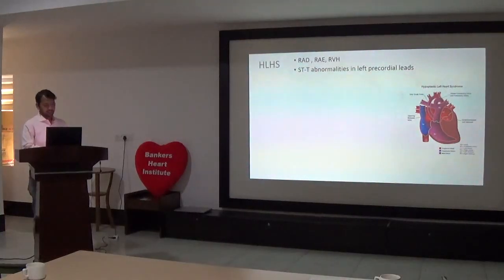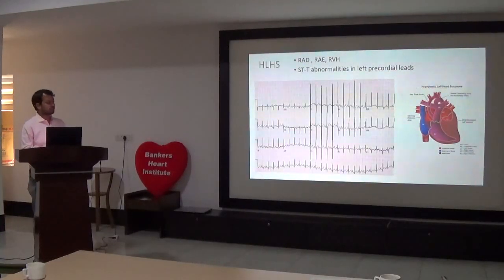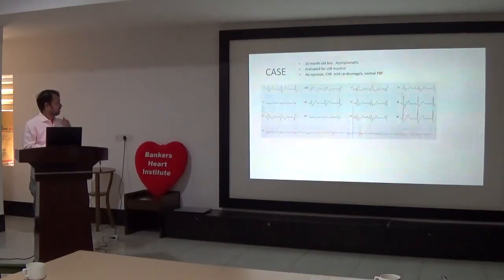So another disease, hypoplastic left heart syndrome, can present with right atrial enlargement, right atrial hypertrophy, with right ventricular hypertrophy, with ST-T abnormalities in left precordial leads. It doesn't have any specific pattern. It just presents with the chamber enlargement criteria. So these are other specific cases I want to highlight.